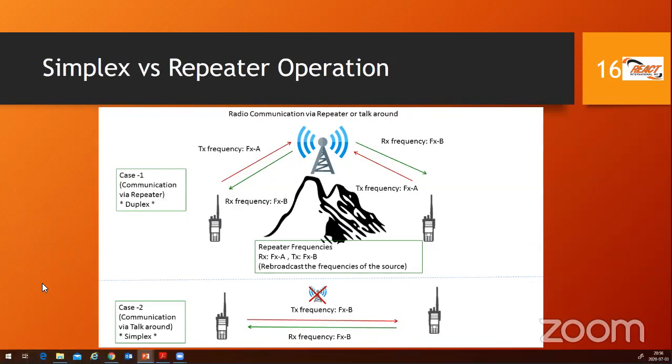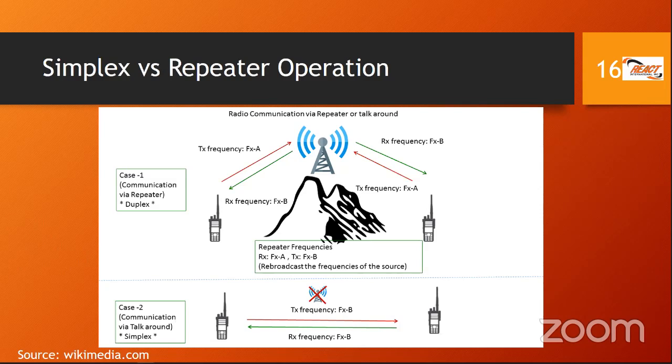Also, we need to be aware of the difference between simplex and repeater operation. So those of us who already use radio, we know sometimes we can talk from one radio to another radio direct on a frequency, one frequency, but we know that is short range. We call that simplex transmission, where you use the same frequency and you go radio to radio, short range.